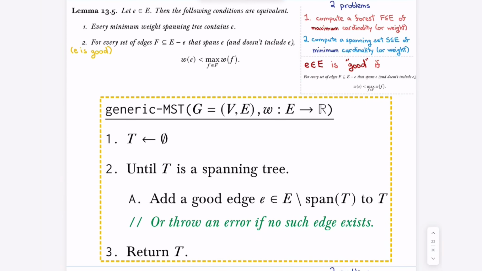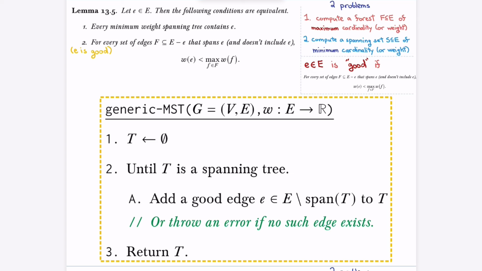And I left you with this generic algorithm where I'm just going to try to add edges to a forest that starts as an empty forest. Our algorithm is just going to repeatedly try to add good edges. We've already shown that any good edge will be in any minimum weight spanning tree. So these are always safe decisions. And we'll return the tree. This is some generic algorithm.